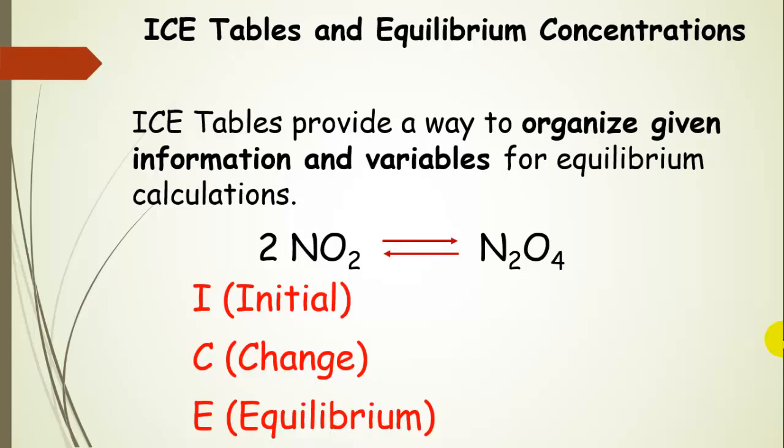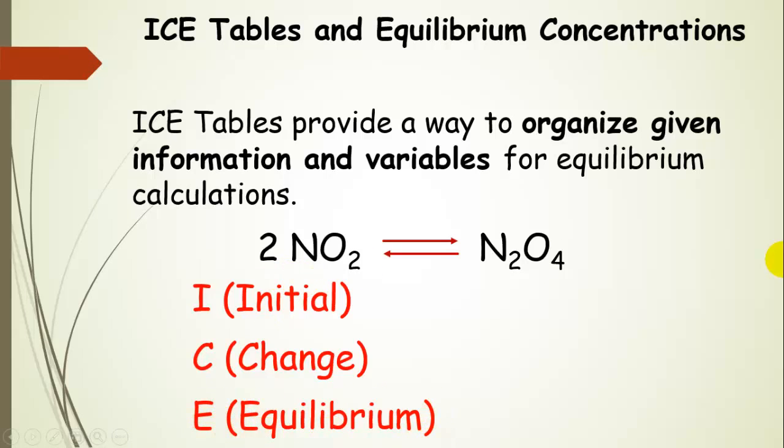Now, ice tables are actually not required for equilibrium calculations, but they are a very convenient way to organize all the information and variables for your equilibrium calculations. And the way that we set them up, we write the reaction that we're looking at the top with the equilibrium arrows, the double arrows, and then we label 3 rows, one I, second one C, third one E. And so I stands for initial, and what that means, those are your initial conditions. C is for change, and so that is the shift that the reaction is going to take on its way to equilibrium. And we'll see how to apply that. And finally, E is equilibrium, what we have at equilibrium.